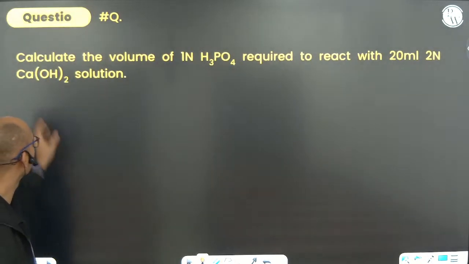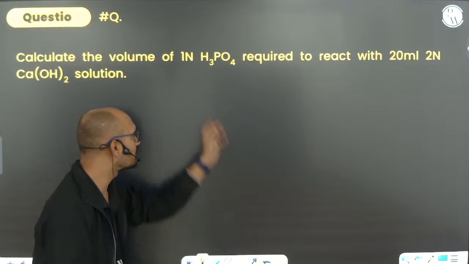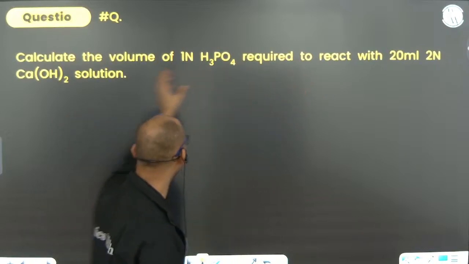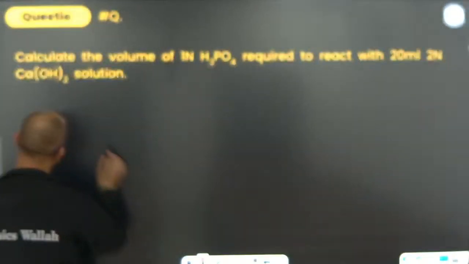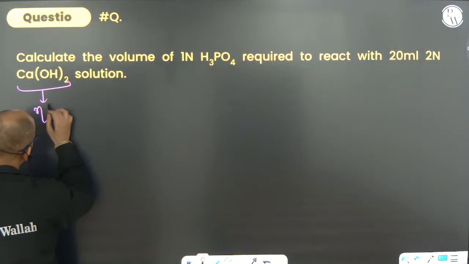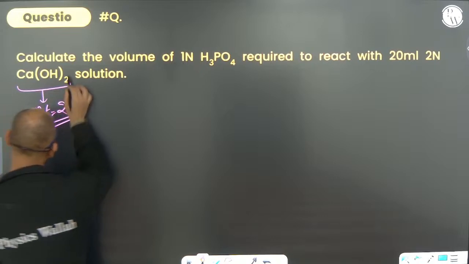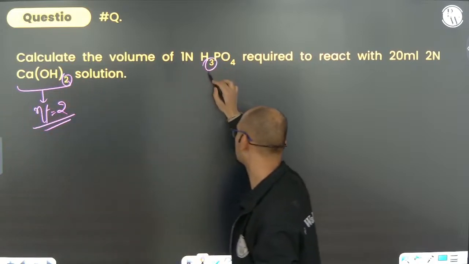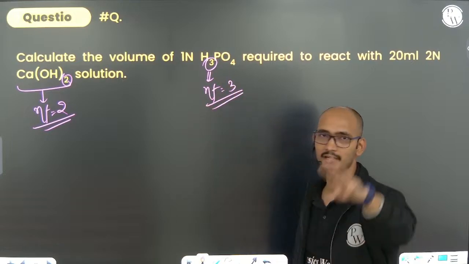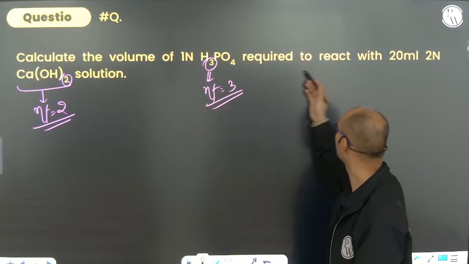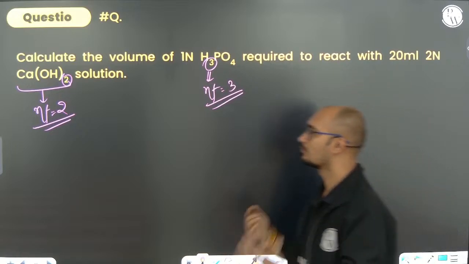Easy to do. Calculate the volume of 1 normal H3PO4 required to react with 20 milliliters of 2 normal calcium hydroxide solution. First of all, you have to understand it. What is the n factor for calcium hydroxide? It is 2, because it can give 2 OH. For H3PO4 the n factor is 3, because it can give 3 H. I hope you understand it.